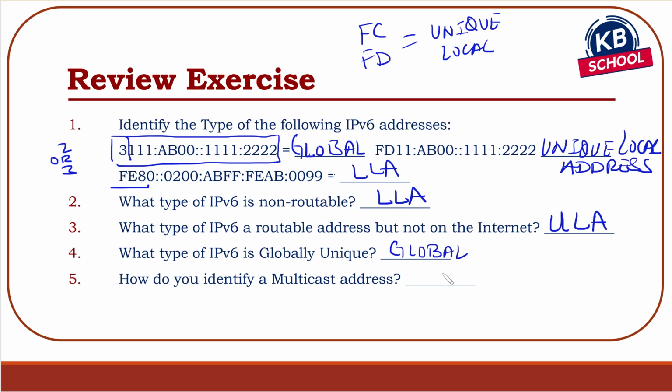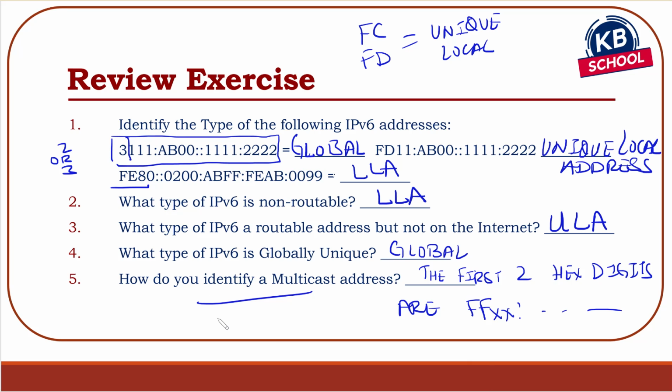How do you identify a multicast address? The first 2 hex digits are FF and then whatever. That's a multicast address.